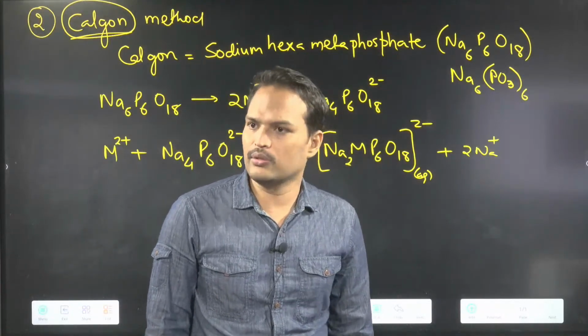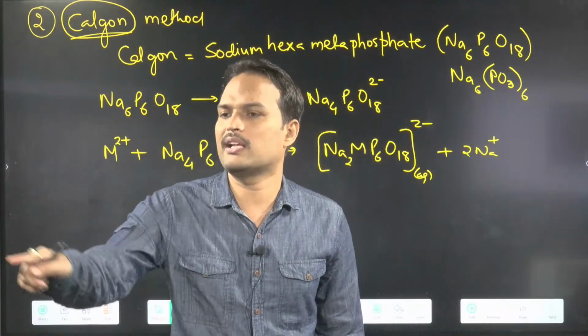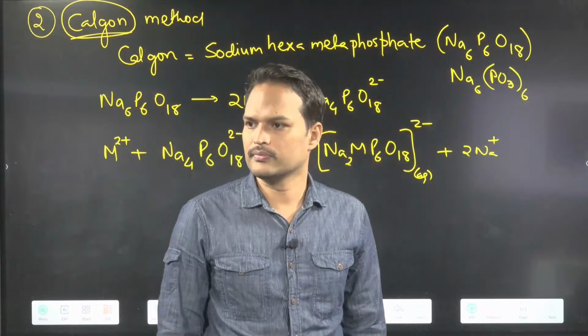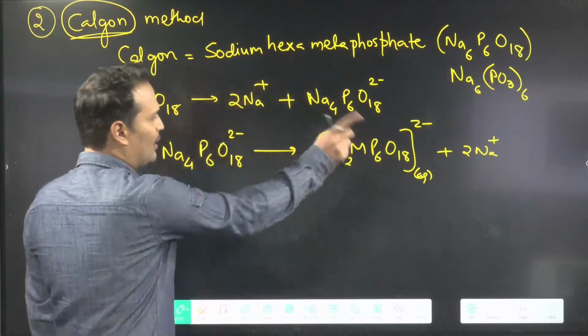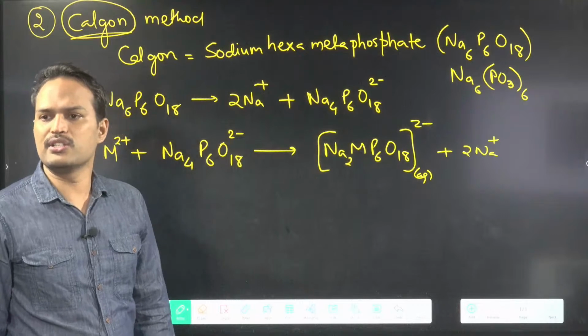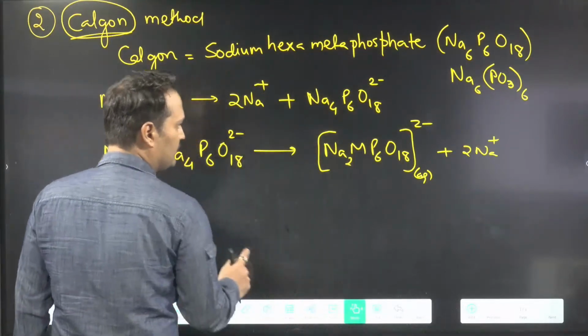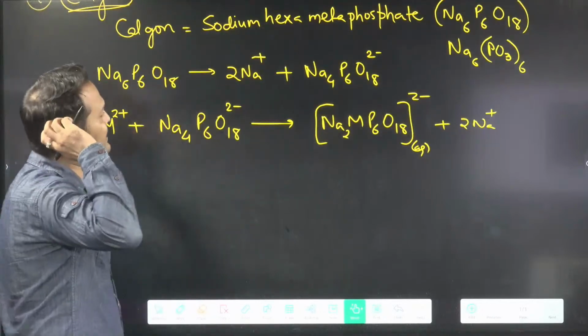But what is happening? This magnesium and calcium cannot come out now. It will not react with soap. Got the point? So this is one of the methods. So this is your Calgon's method. Clear with this point? So two questions they can ask you from here.